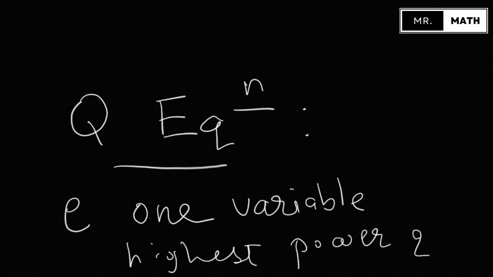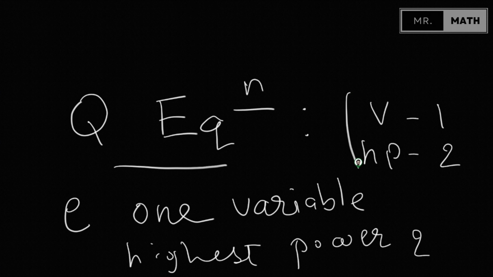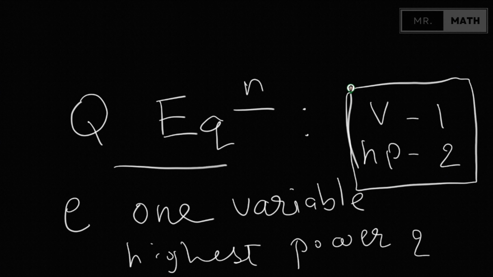So an equation with the one variable. So important things to keep in mind: variable is 1, highest power of that variable is 2, is known as quadratic equation. So seems very easy, that much. So variable is 1, so there would be only one variable x, and the highest power of that variable will be 2, so x square, right? So from definition seems to be very easy.